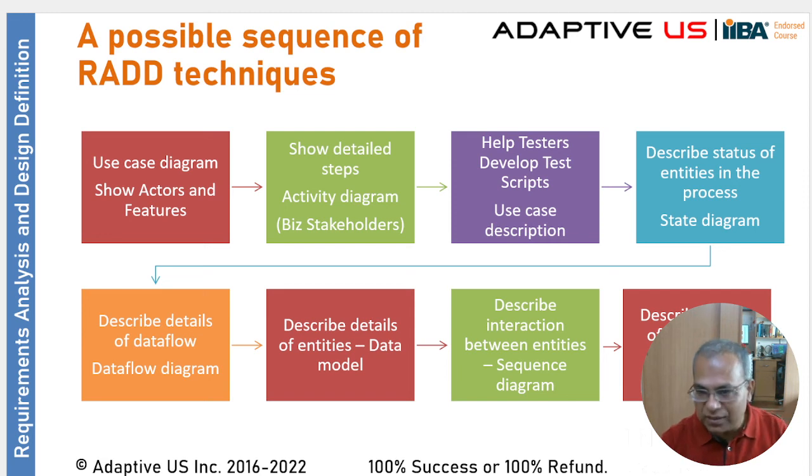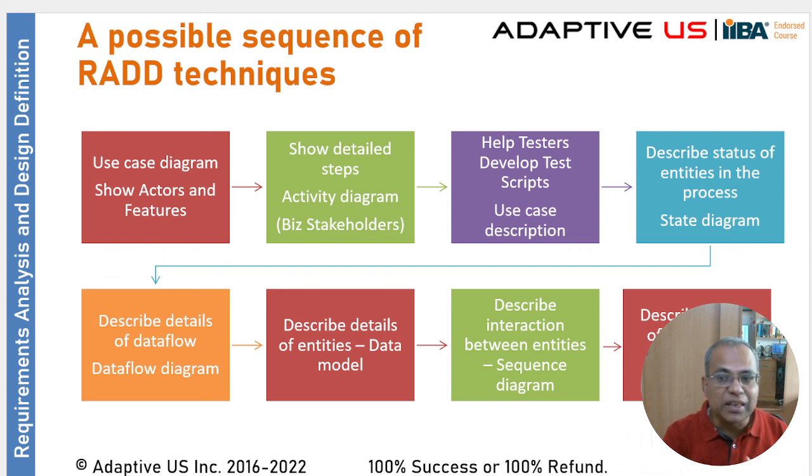So, summarizing all the models that I just discussed. First, generally you can start with a use case diagram because it's at a very high level and that's where we saw actors and features of the system. Then if you want to show detailed process steps, use an activity diagram, and that can be very helpful for our business stakeholders. There is actually a technique called use case description, which can be followed up from the use case diagram, where we can write steps in detail, which can be quite helpful for our tester friends.